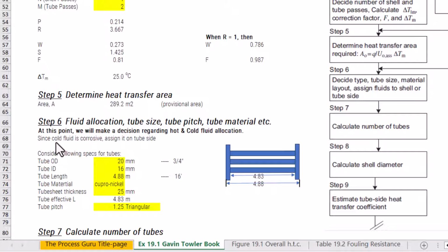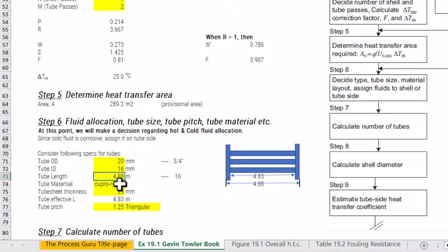Since the cold fluid, that is the brackish water, is corrosive in nature, we would assign it on the tube side. Regarding the tube size, typically the tube size would be 3/4 inch or 1 inch in most of the cases. So here, as per the textbook, we are going with the 3/4 inch. So in metric, the OD of this tube is 20 mm. Tube ID is 16 mm.